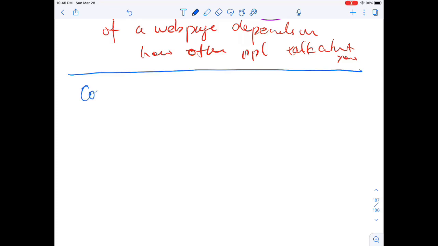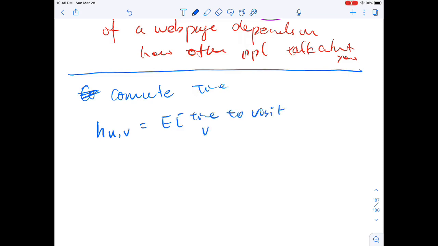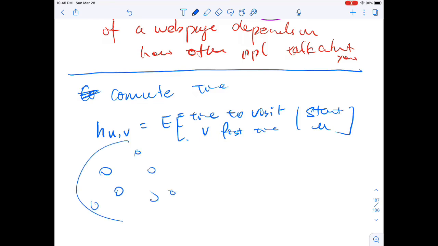Let's talk about the cover time. Before we talk about the cover time, let's recall what the commute time is. Commute time, HUV, is really just the expected time to visit V for the first time if we start at U. Let's use a picture to illustrate that.